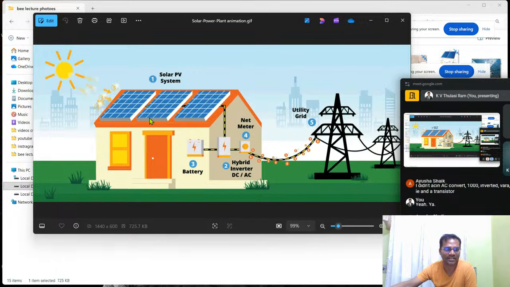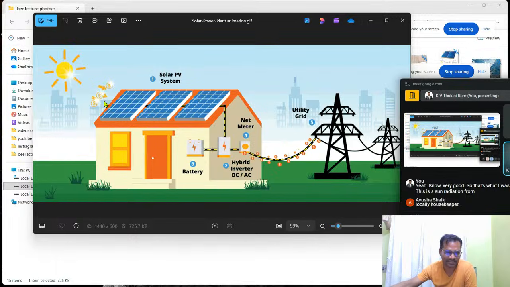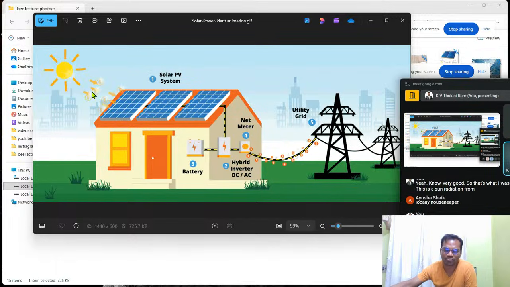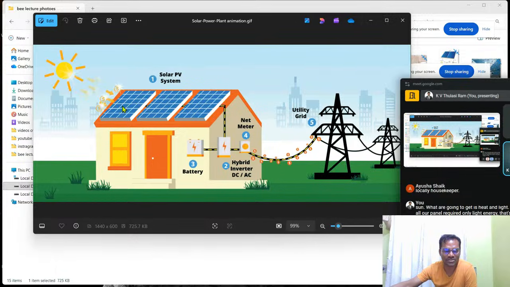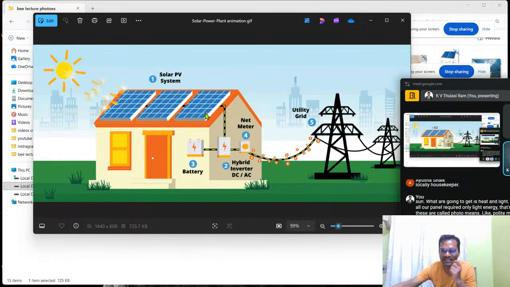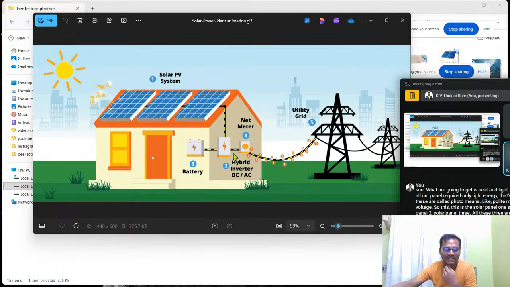Yes, very good. So that's what I was explaining. This is sun radiation. From the sun, what you get is heat and light, but the solar panel requires only light energy. That's why these are called photovoltaic: photo means light, voltaic means voltage. This is solar panel one, solar panel two, solar panel three. All these three are connected in series. Automatically, we get this DC supply, and this is nothing but our converter.